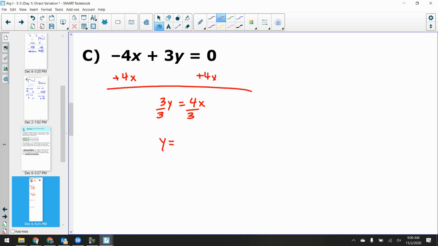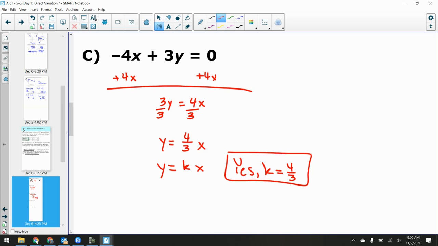Okay, so y is equal to 4/3 x. Is that a direct variation? Yes. It is a direct variation. It is in that form, y equals a number times x. So what's the constant of variation? What's the k value? 4/3. Questions about that?